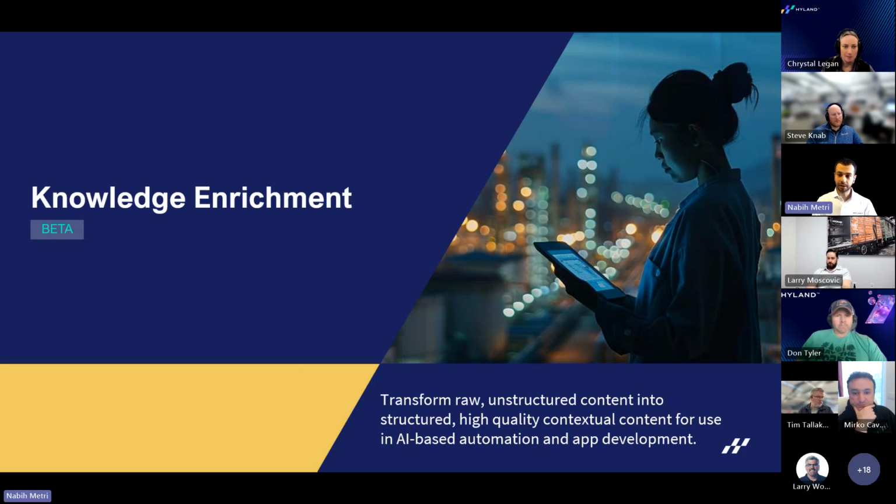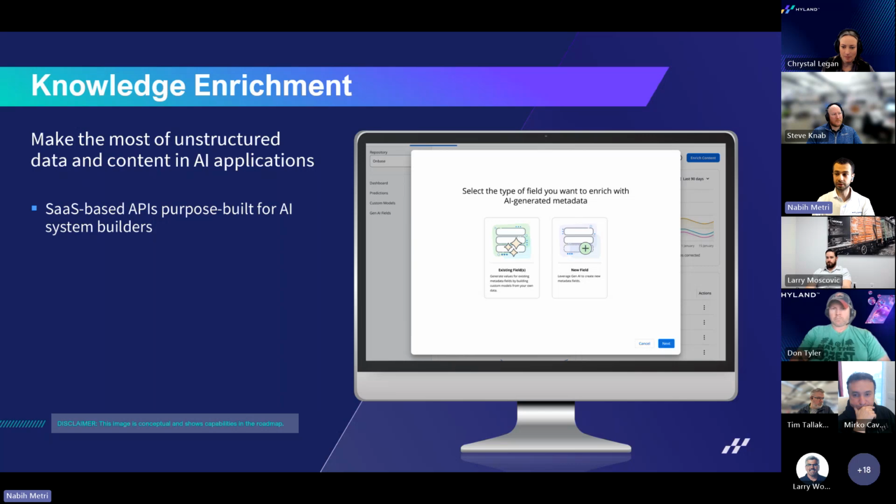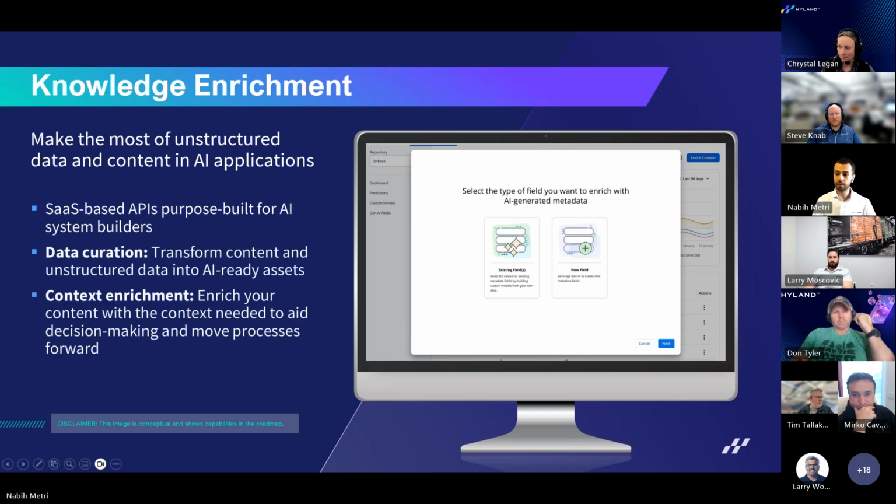So knowledge enrichment is a set of SaaS-based APIs. It's meant for developers to be able to actually build their applications with. It comes with two primary features: data curation and context enrichment. Knowledge enrichment as a whole is to get your data ready for AI systems and then enriching that data for additional context.